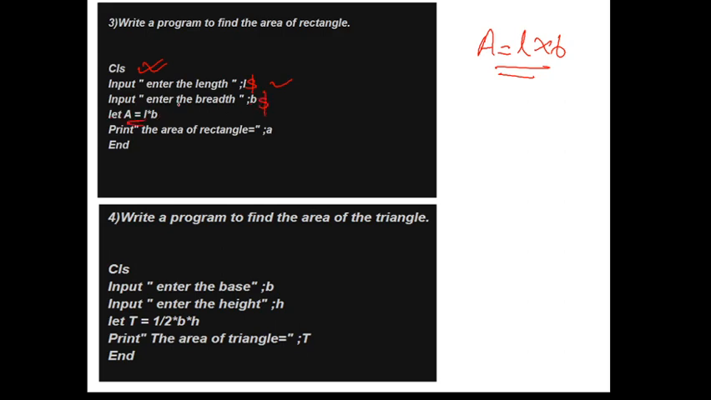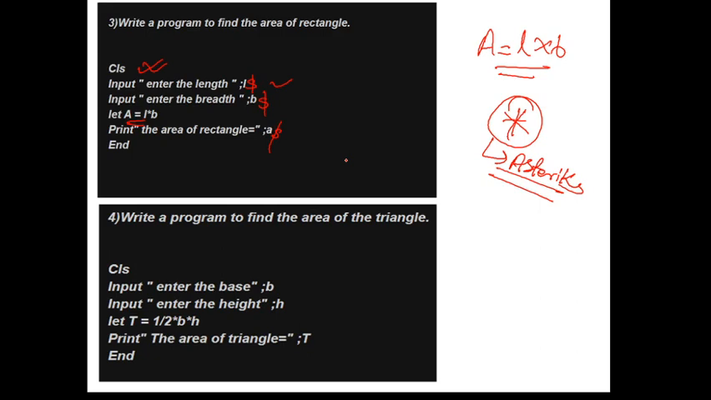Why have we used let? To assume the formula, that is, the area of a rectangle is A equals L into B, and we all know that the into sign is written in this way. What is this sign called? It is called asterisk. Finally we are printing the data. Print area of rectangle equals to, in quotation, $, then end. End is used for terminating the program.